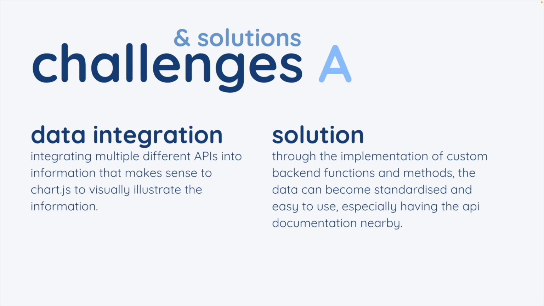The biggest challenge that I faced was the data integration. Because it's two different APIs, the information that they return is quite different, but the Chart.js system is quite similar. They need the same data in the same kind of format, and that was quite tricky to manage at first. But once I implemented custom backend functions and methods so that the data returned is standardized and easy to use, the development process became a lot simpler, and especially just having the API documentation for both of the APIs nearby really helped a lot.